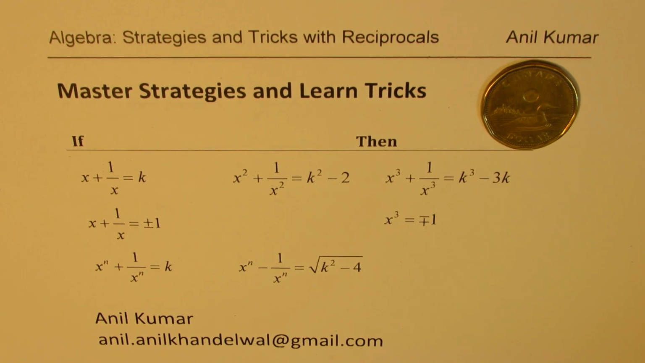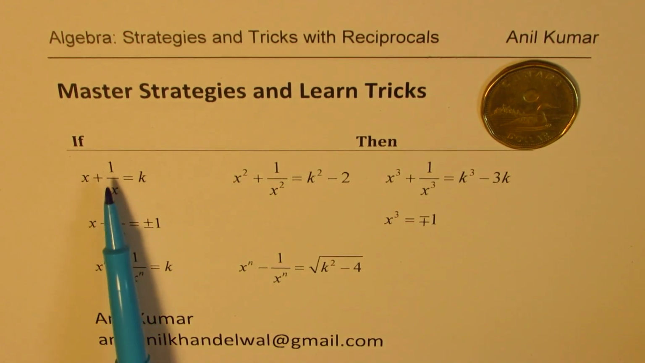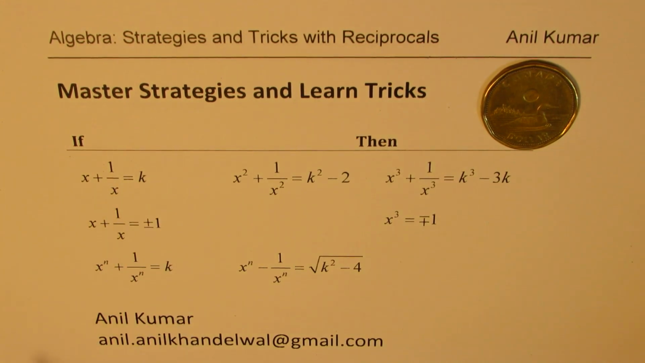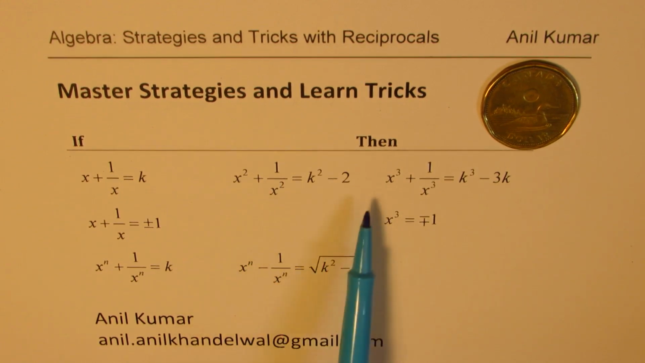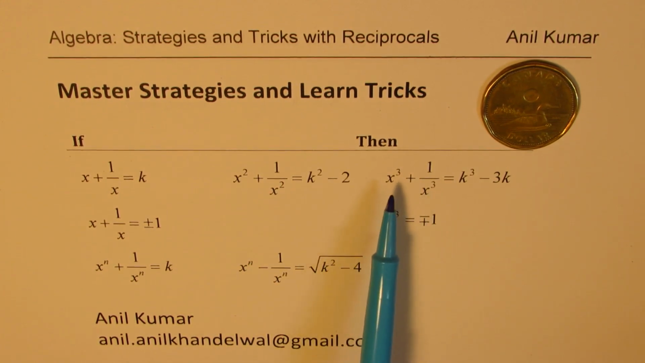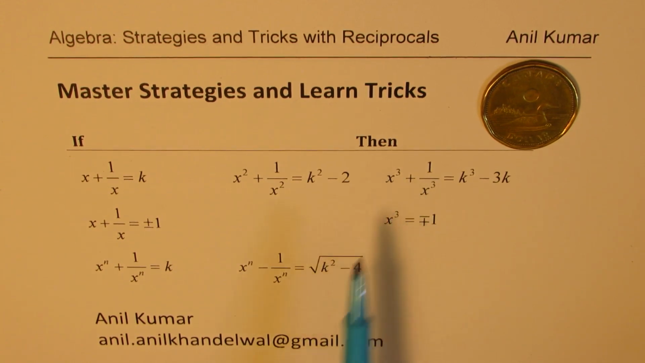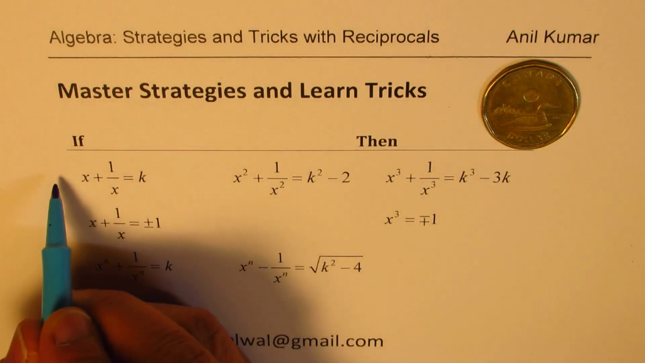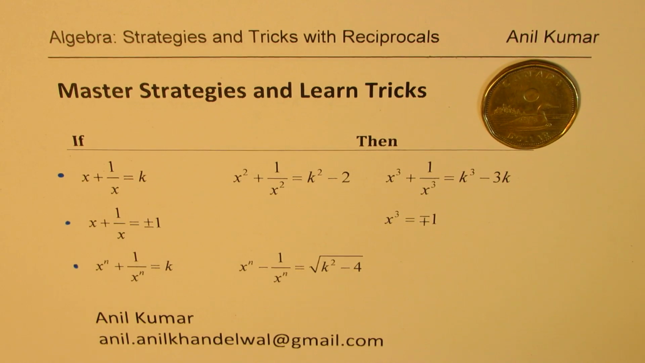Here we have some interesting cases to look into. We are going to understand how to work with questions which involve x plus 1 over x equals k. You could be asked to find the values of x square plus 1 over x square, x cube plus 1 over x cube, x to the power of 4 plus 1 over x to the power of 4, x to the power of 5, or even x to the power of n minus 1 over x to the power of n. For solving such questions quickly, we need to remember some formulas, and these three are very important.